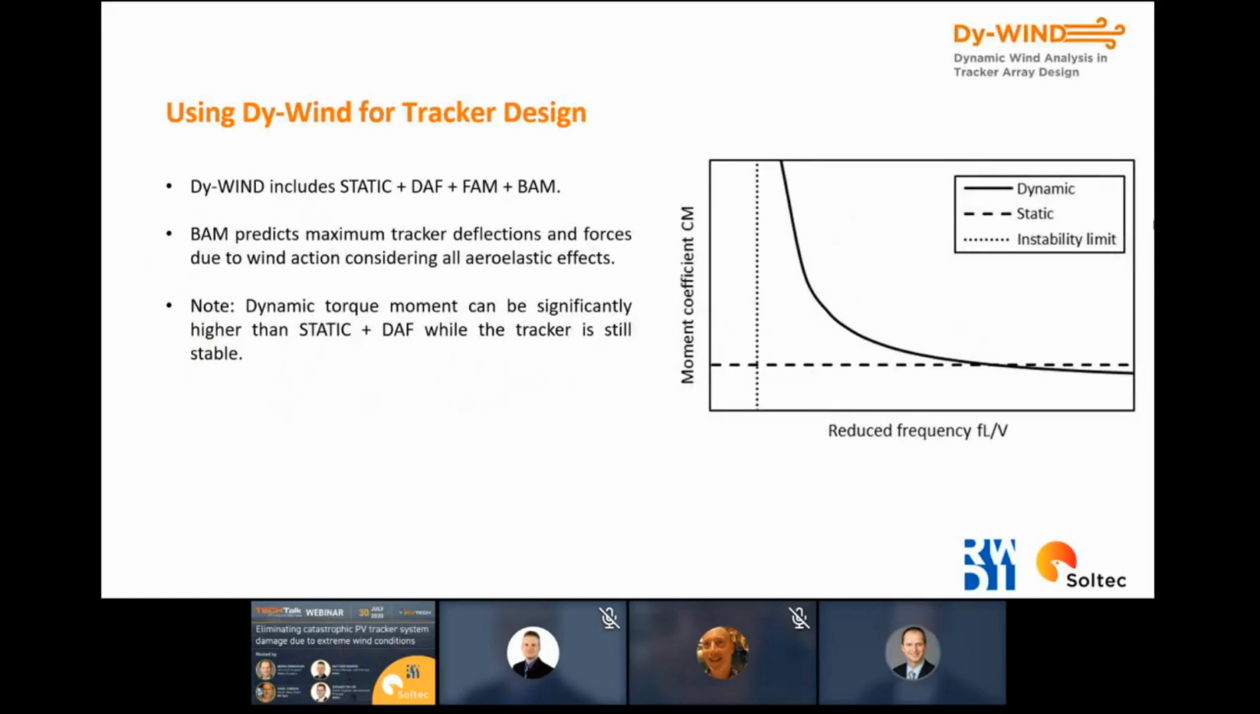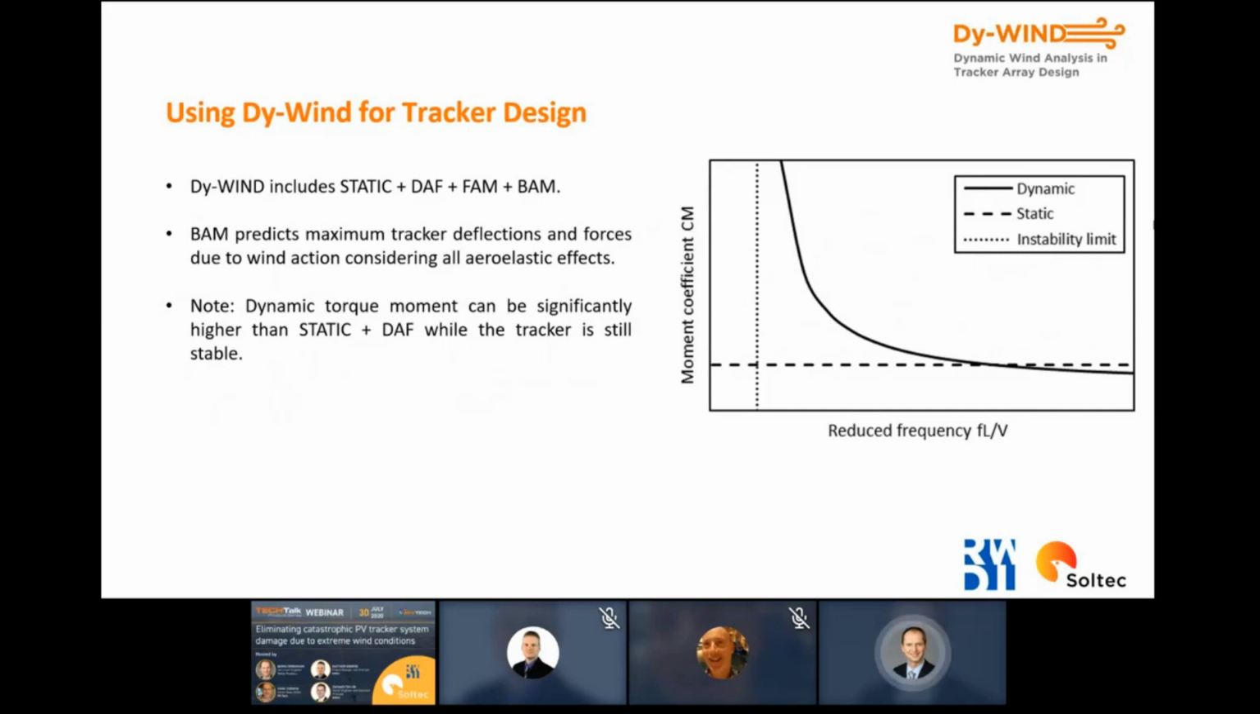So how can we use this method now for the design? This slide shows this. On the right side, you can see a typical diagram that we get from the buffeting method. On the vertical axis, there's the torque moment coefficient, and on the horizontal axis, the reduced frequency. F is the first torsional eigenfrequency, L is the chord length, and V is the design wind speed.